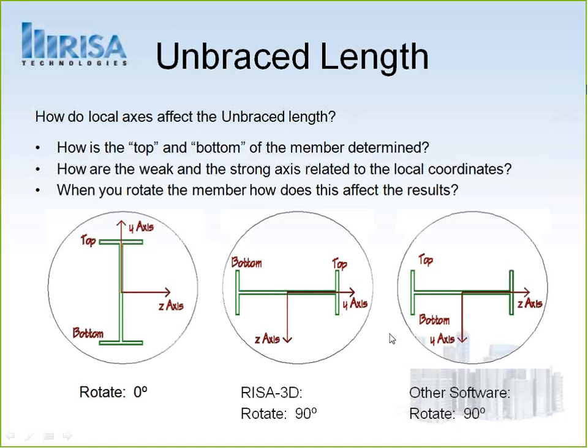But just to point out what some other folks do, so you understand when you're using other software, it might not follow that. You might have the y-axis now pointing downward after a 90 degree rotation, and the z-axis stays there. So it is important to make note of how your rotation makes a difference and how your local axis displays.